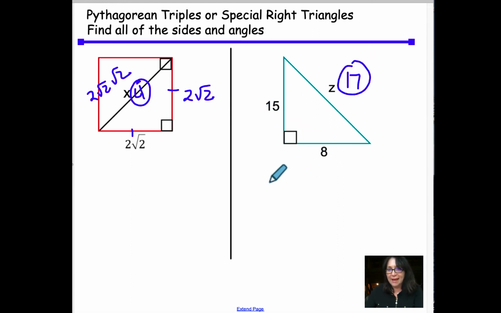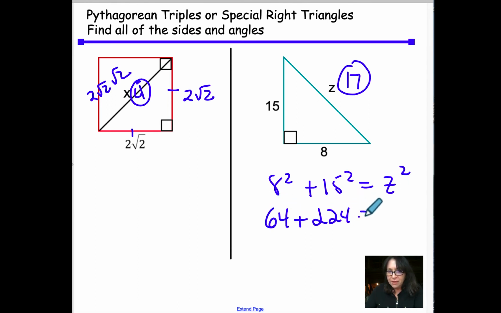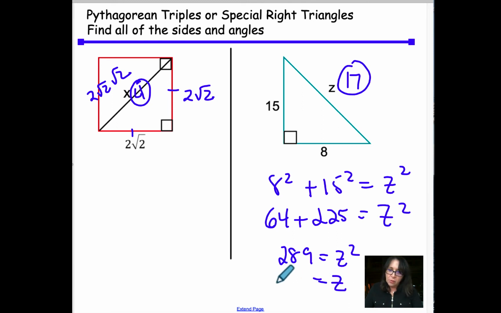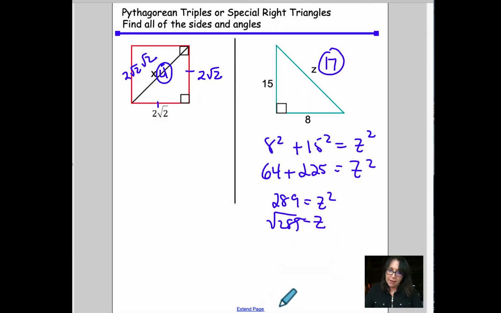And the way I would find that, if I didn't remember that, is I would use the Pythagorean theorem again, and I get 64 plus 225 is equal to z squared, and 225 is what I said, but I didn't write it. And so 225 plus 64, right, is 289. So 289 is equal to z squared. So z is equal to the square root of 289, and the square root of 289 is 17.